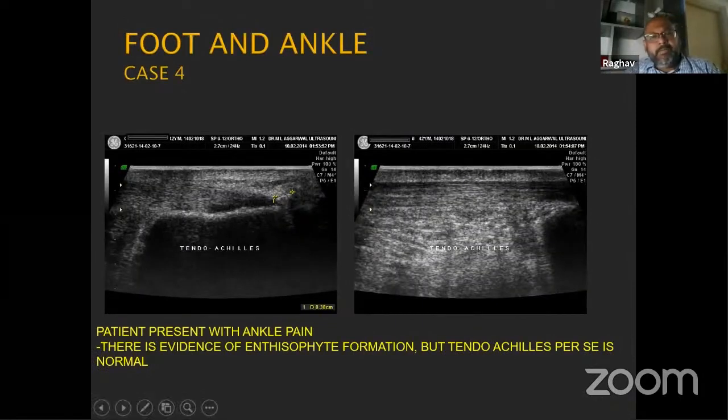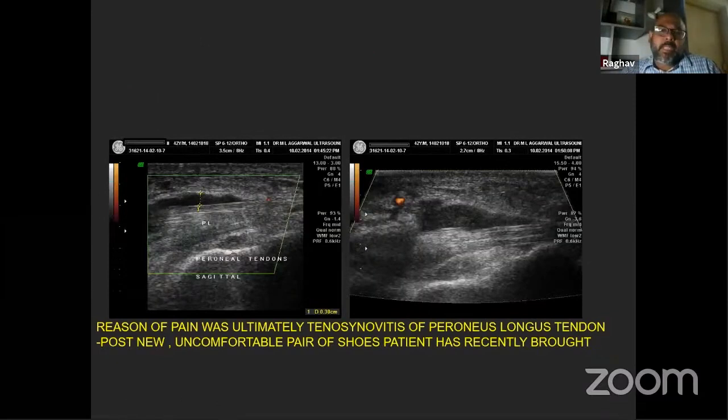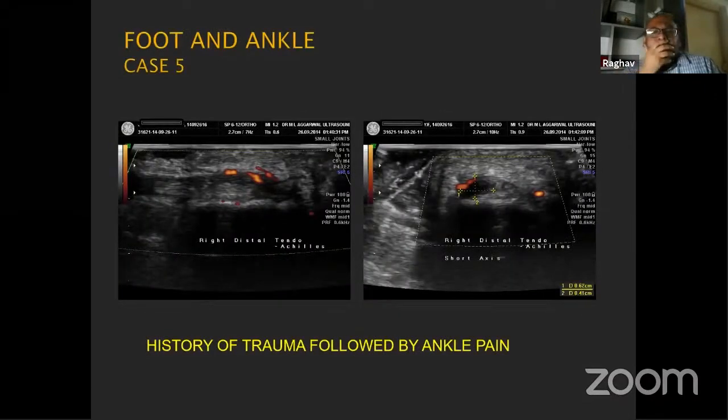This was a patient, again, with ankle pain, and the X-ray showed an enthesophyte formation, but the tendo-Achilles per se was fine. The patient had got a new pair of shoes and a foot bite, as you call it, classically diagnosed on the ultrasound as effusion in the tendon sheath, and changing the shoes with just a 20 mg steroid shot was good enough in this case.